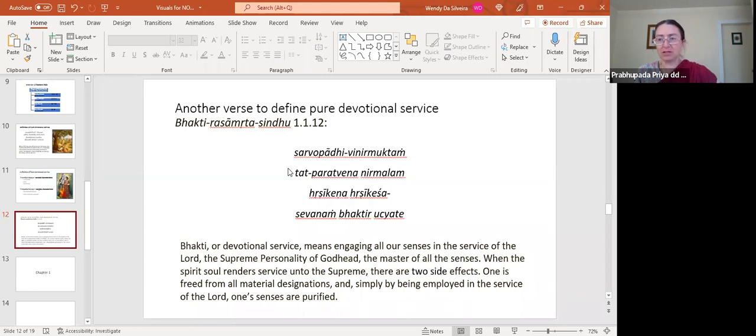It can't fully blossom. It's like it's oppressed. Just like if a light bulb is covered with a cloth, it's not going to shine brightly. So we need to remove the covering so our love for Krishna can shine brightly.